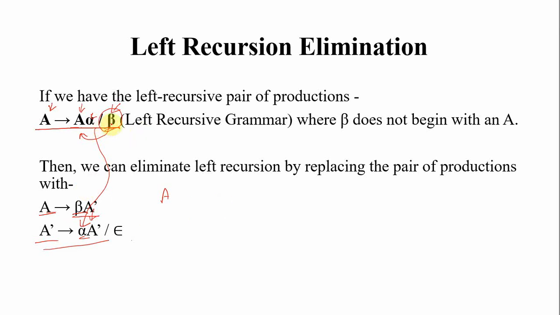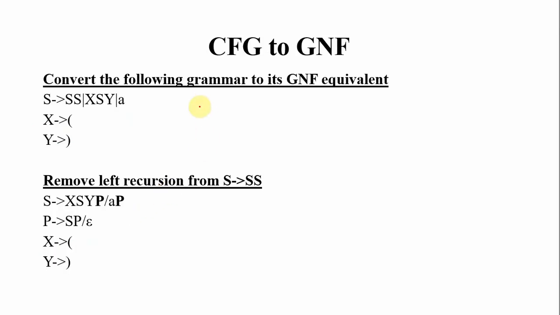We are going to make use of a production which does not have left recursion, and then a new variable will be introduced. For the production of the new variable we will have the remaining portion from the left recursive production followed by the new variable, and then epsilon.